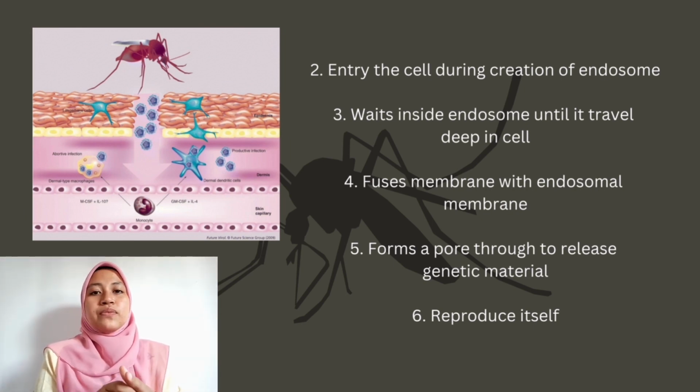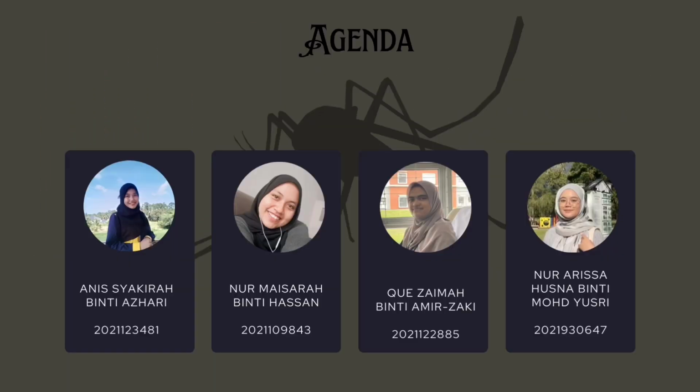The virus will wait inside the endosome until it has traveled deep inside the cell. Then it will fuse its membrane with the endosomal membrane and form a pore through which it releases its genetic material. Once the virus is inside the fluid interior of the cell, the virus will begin to reproduce itself.